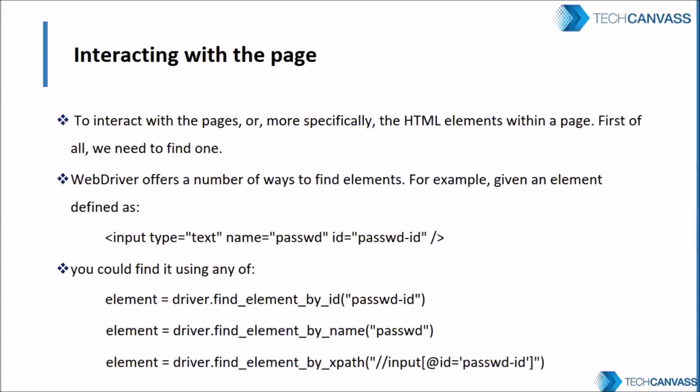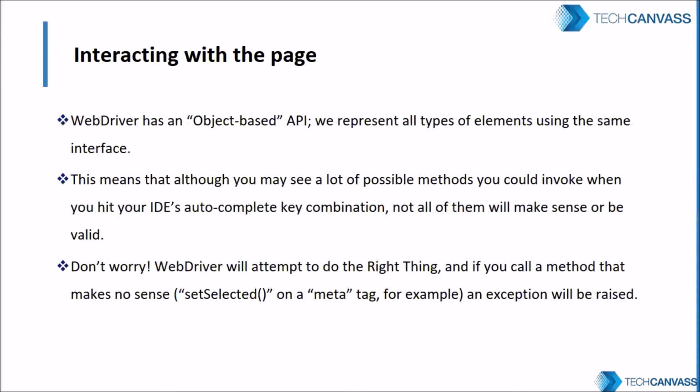Interacting with the page: for interaction, we have find element. We can find each element on the web page and store it as an element by using various strategies. A web element on a web page can be found by using a lot of strategies, some of them are ID, name, XPath, CSS, etc. Also, we know that WebDriver is an object-based API, so all elements are represented as objects.